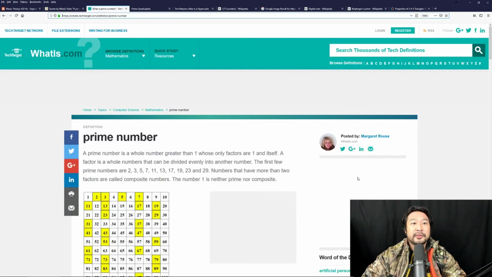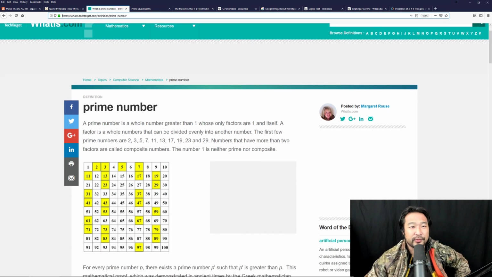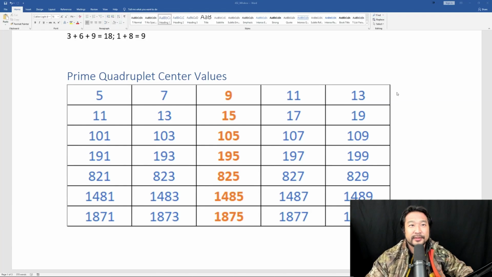So if you go through a list of prime numbers, you can see the prime numbers 2, 3, 5, 7, 11, 13, 17, 19, 23, 29, 31, 37. So prime quadruplets is just getting the closest prime numbers together before the next prime number appears. So that's all that is.